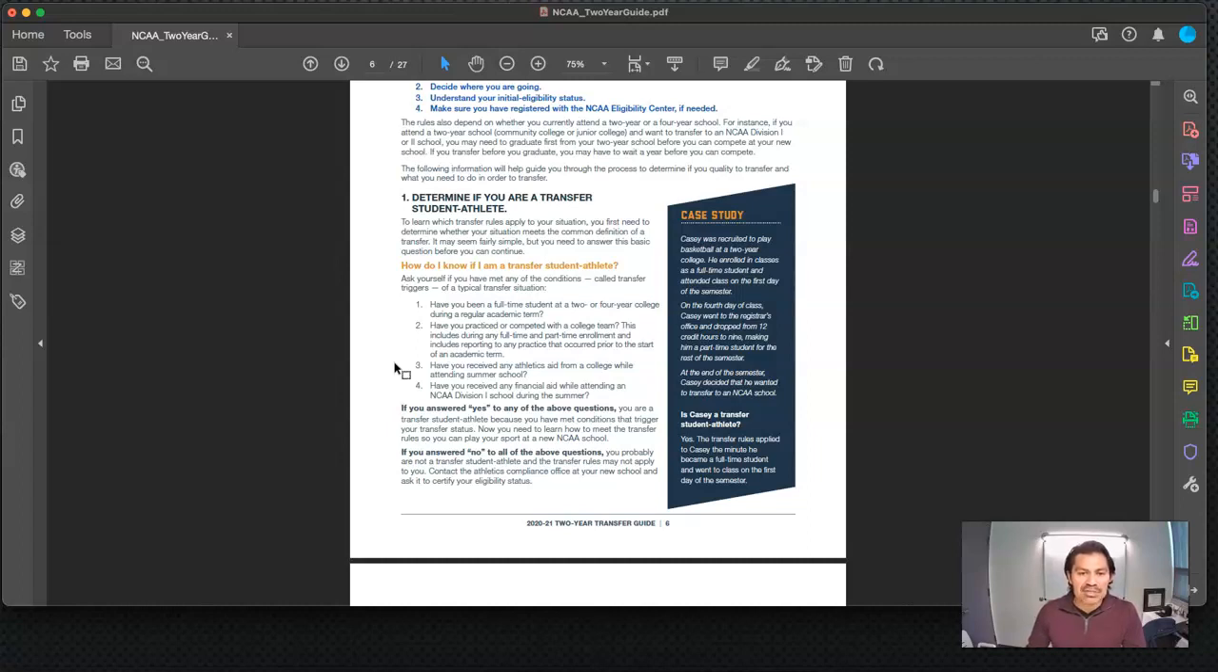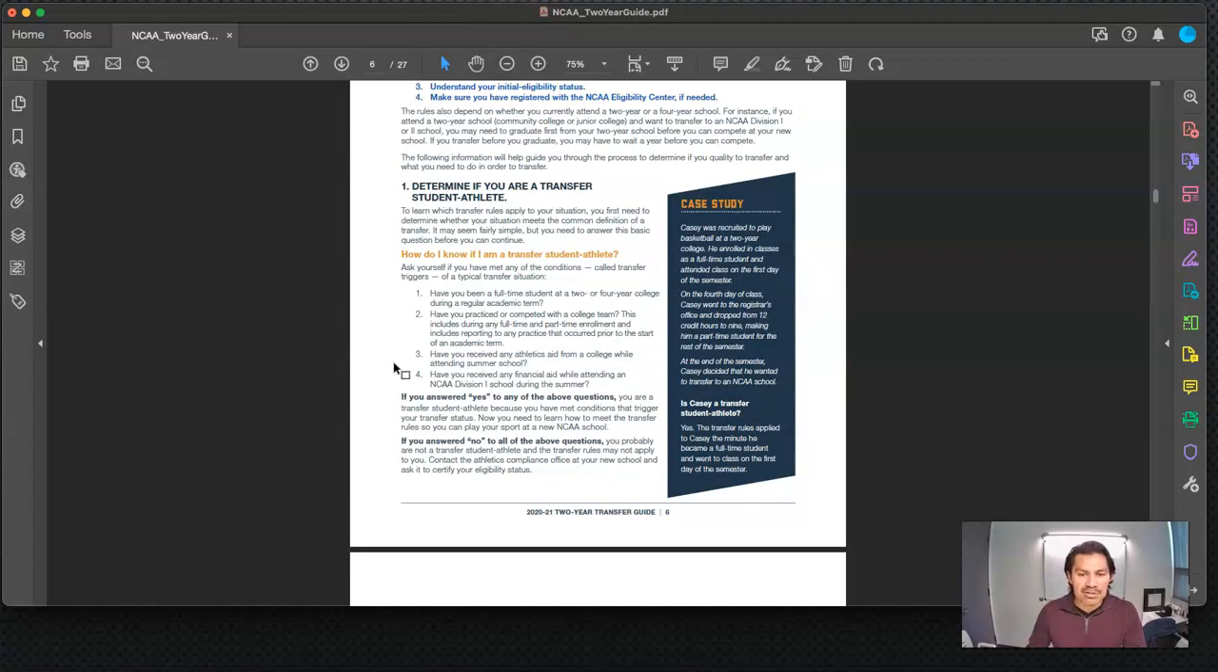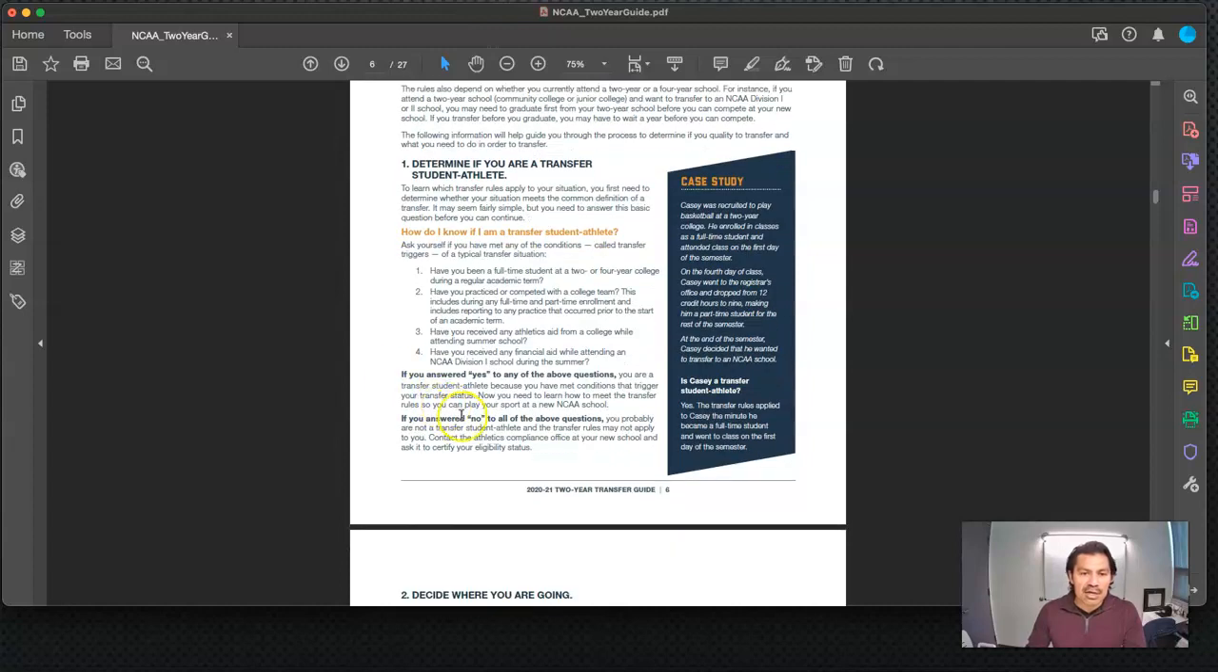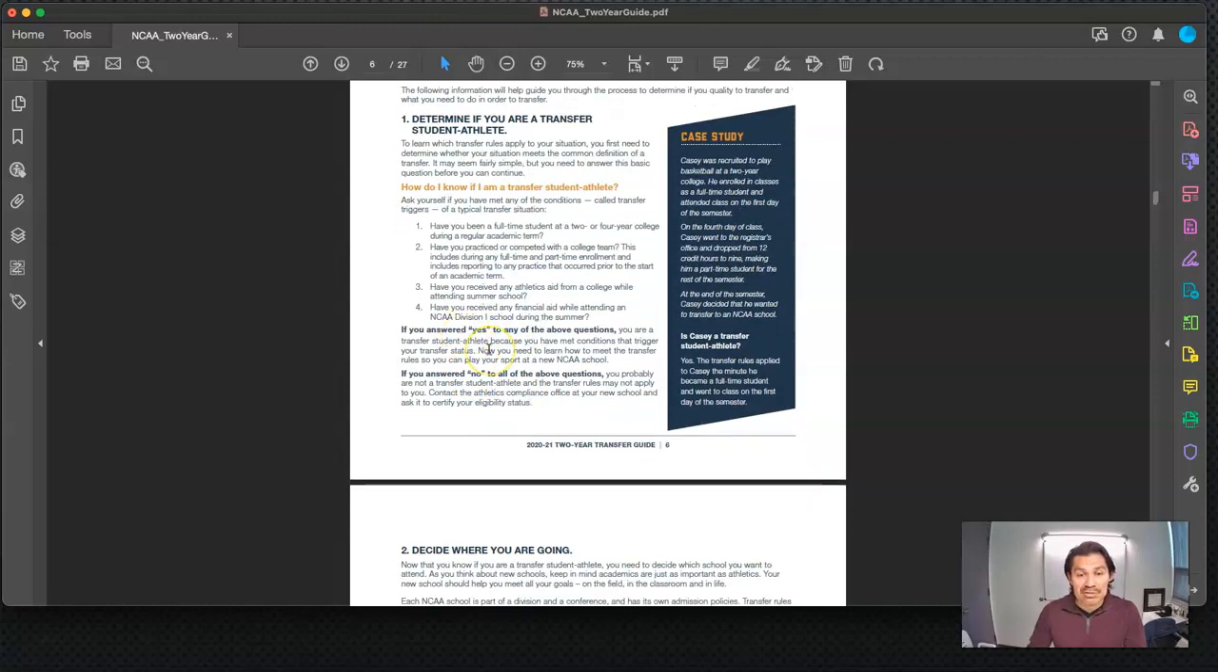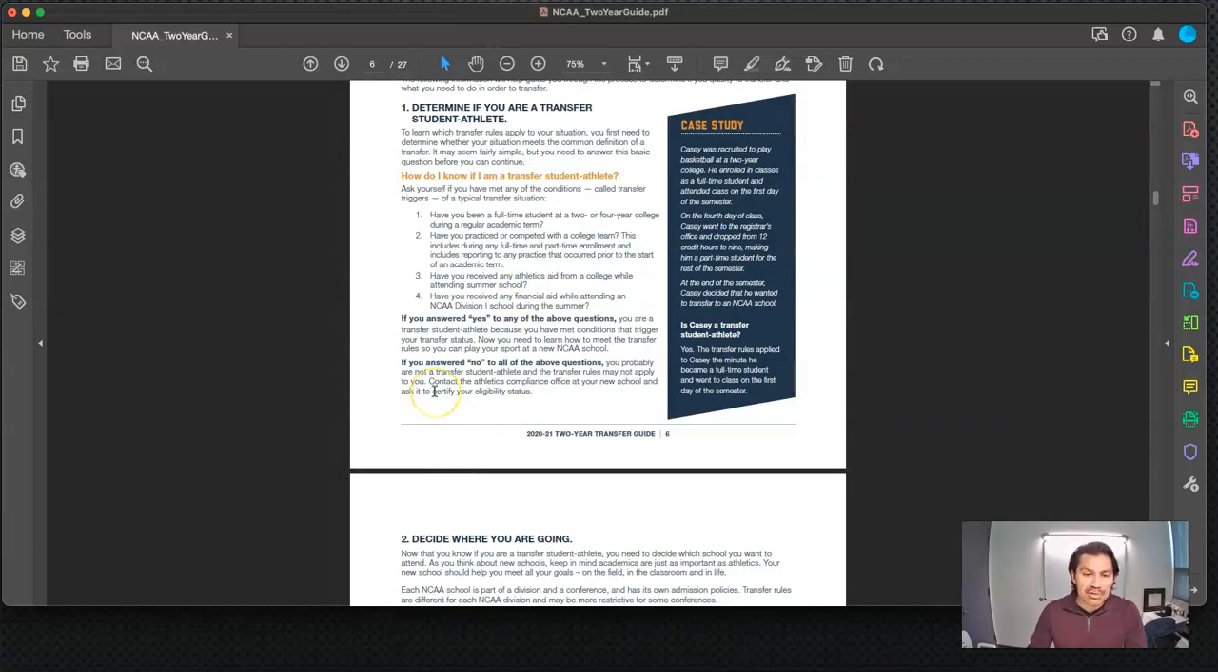Have you received any athletics aid from a college while attending summer school? And have you received any financial aid while attending an NCAA D1 school during the summer? And then it tells you if you answered yes to any of these, then you are a transfer student athlete. And if you answered no to all of them, then you're probably not a transfer student athlete, and you should contact the compliance office at the school that you're trying to apply to.